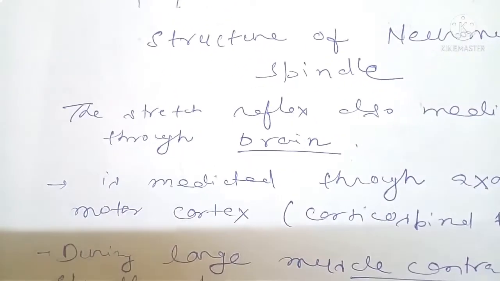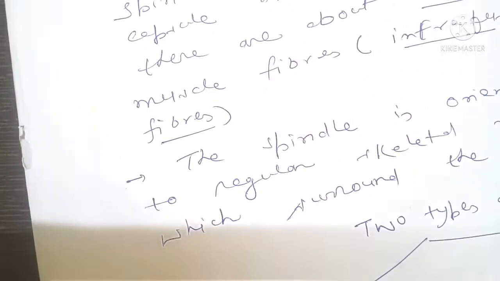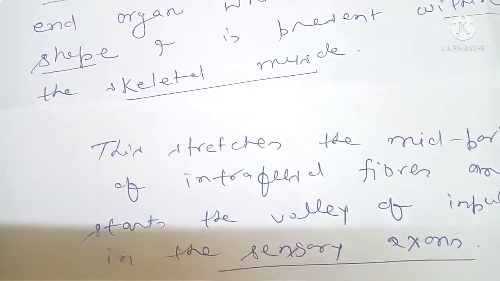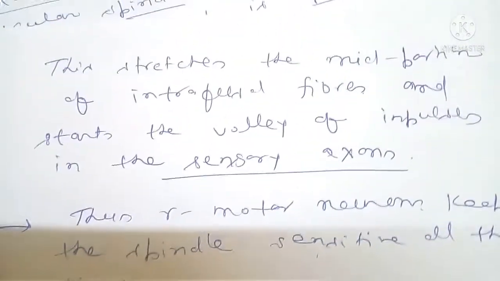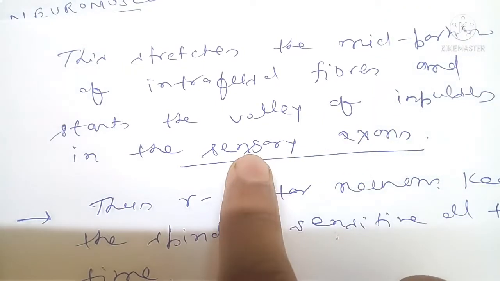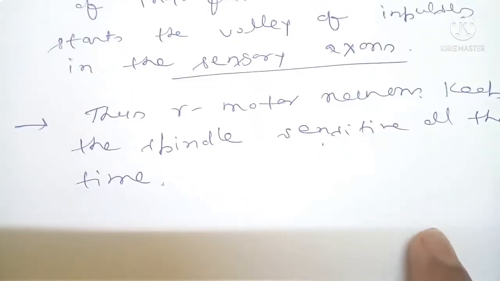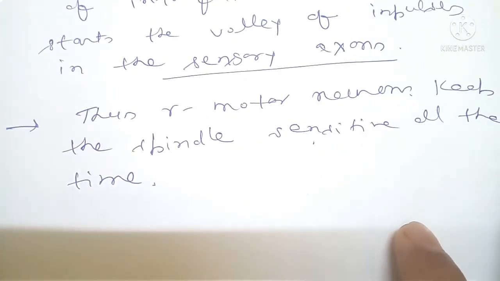In this case, the gamma motor neurons are stimulated under the influence of the higher centers of the brain, and this stretches the mid portion of the intrafusal fibers and starts the volume of impulses in the sensory axons. Thus, the gamma motor neurons keep the spindle sensitive all the time.